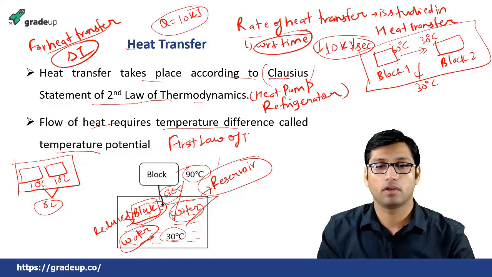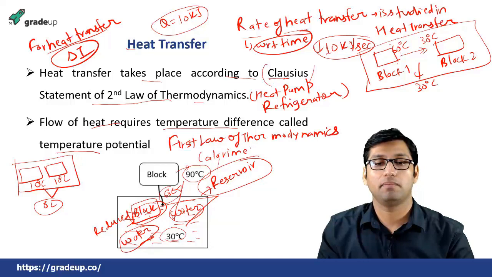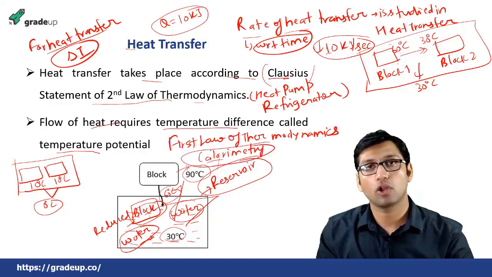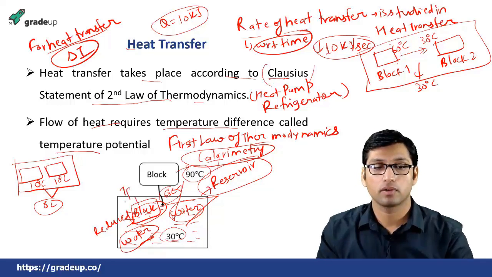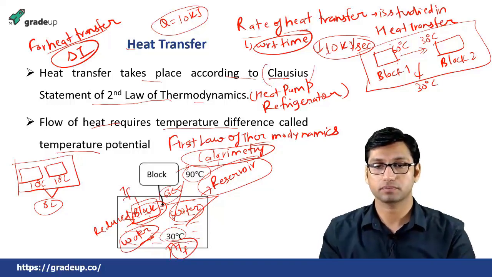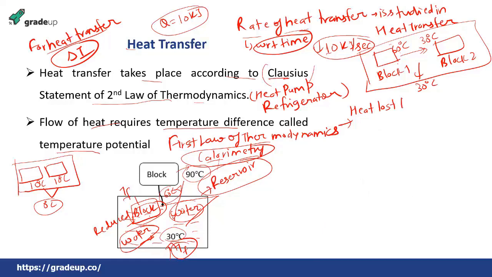This first law of thermodynamics is also called the law of calorimetry. So from this law of calorimetry, we can find the final temperature of this block and also the final temperature of this water. How are we going to find it? From first law of thermodynamics, the heat lost by the steel block will be equal to the heat gained by water. This is from first law of thermodynamics, that total energy is conserved.